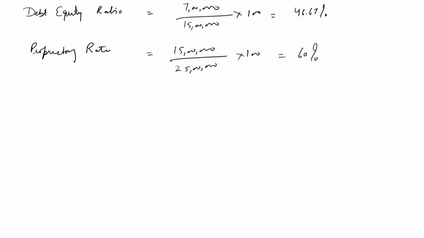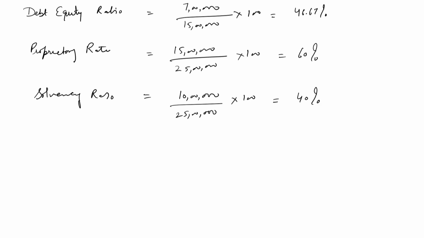Then we have, in continuation, the solvency ratio. Solvency ratio is total liabilities to the outsiders upon total assets. Total liabilities to the outsiders is 10 lakh in the question, and the total assets we have already computed is 25 lakh. So it comes to 40%, which means debts are fully secured with regard to their payment by the company.